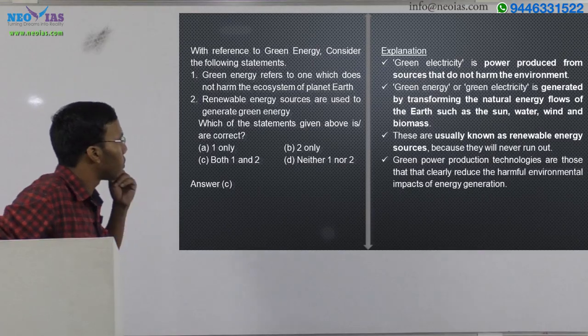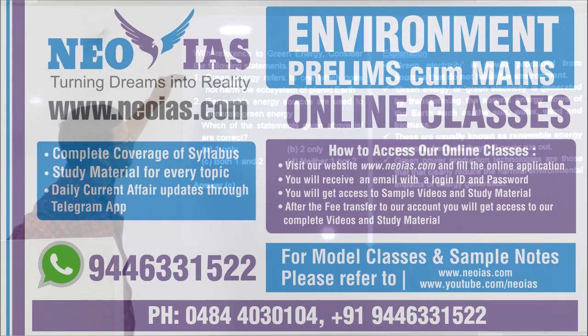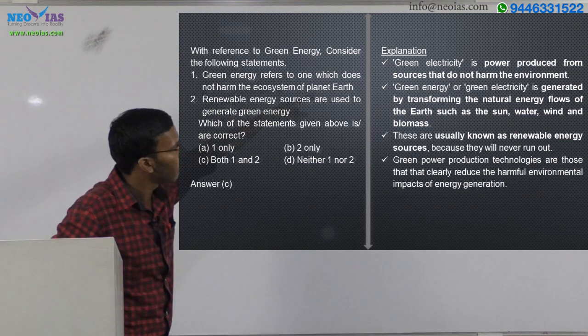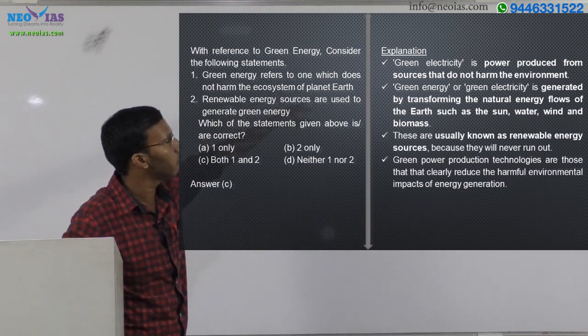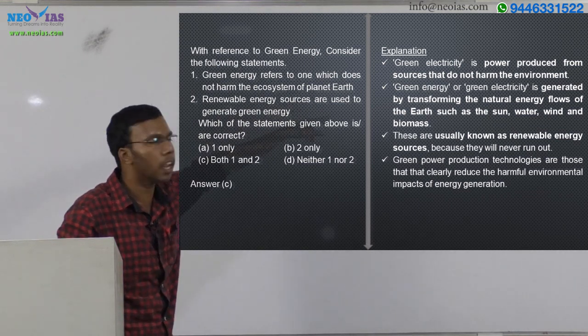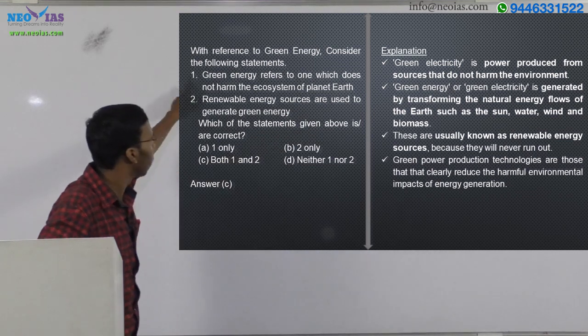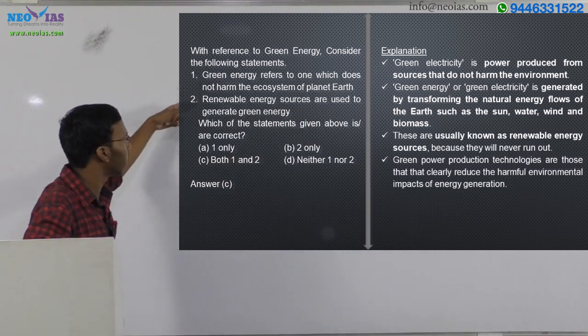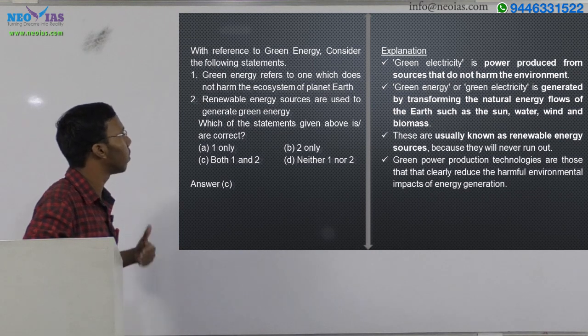right? So the question is like this: with reference to green energy, consider the following statements. Green energy refers to one which does not harm the ecosystem of planet Earth. So that's a correct statement. Here, green electricity is power produced from sources that do not harm the environment. So that's the explanation. So the first statement is correct, right? Then second, renewable energy sources are used to generate green energy.